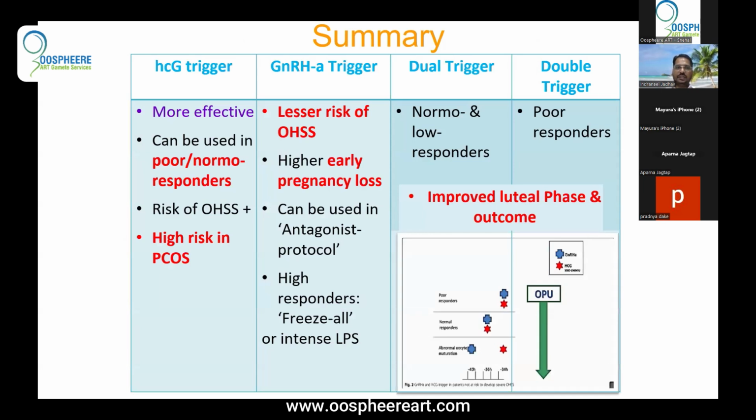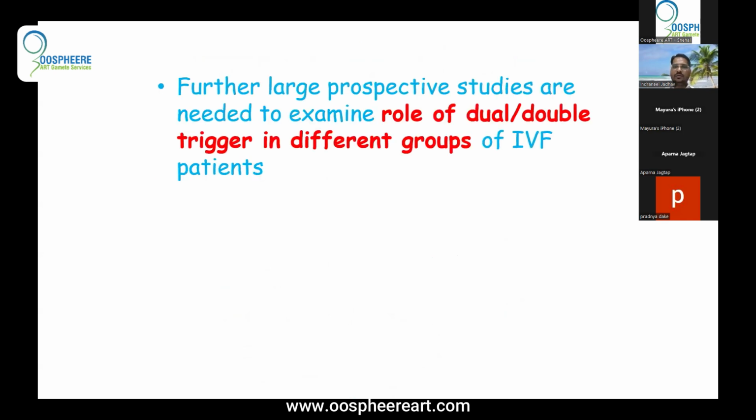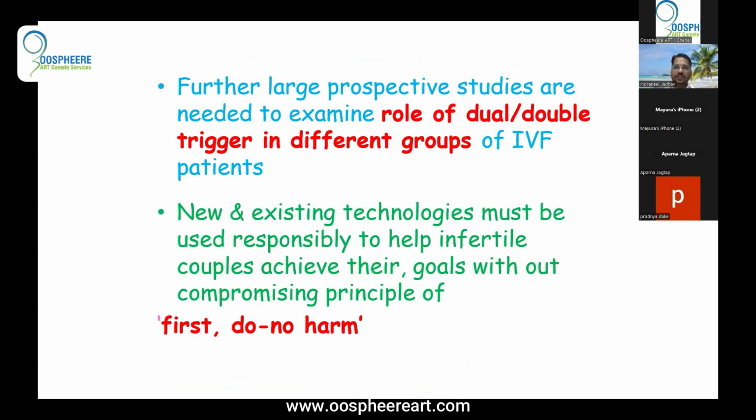To summarize, HCG trigger can be used in poor or normal responders, but high risk of OHSS should be seen. GnRH agonist trigger has lesser risk of OHSS, but higher early pregnancy loss. The newer is the dual trigger or double trigger, which has improved luteal phase and outcome, but still we should be aware of OHSS. So the further role of dual trigger should be studied, and one more principle, that no harm should be done in this process of experimenting with dual trigger.